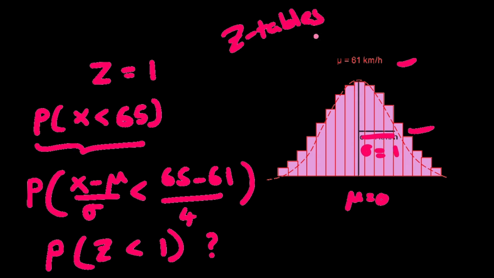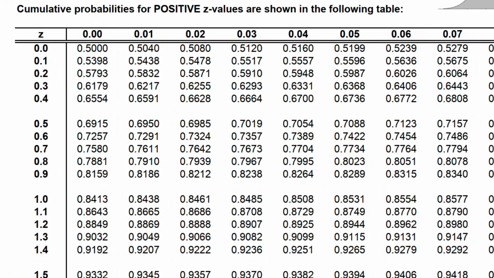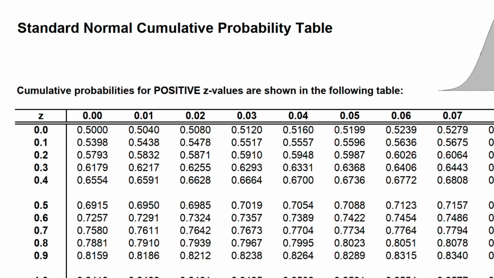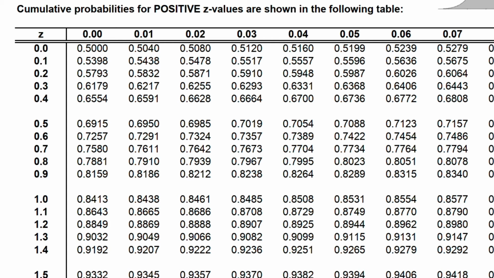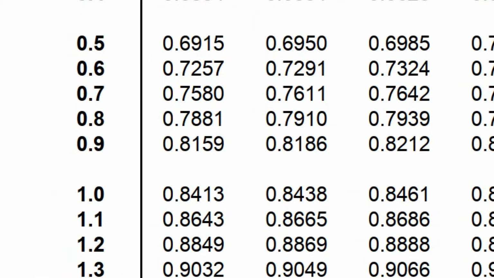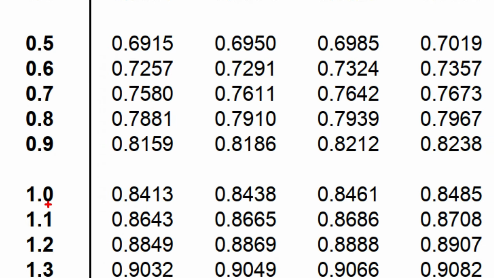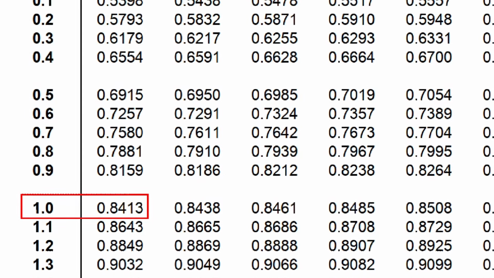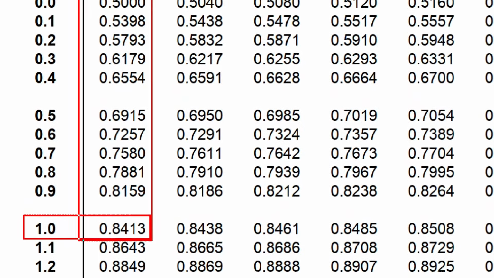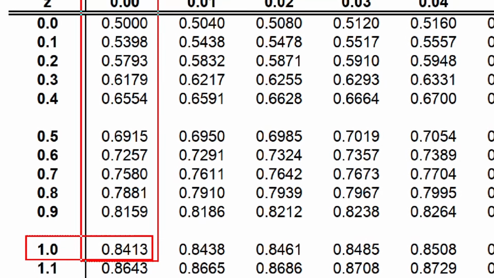To achieve this, we use z-tables. To determine the area under the normal curve between the z-score of 1 and the mean, we go to the 1.0 row and the 0.00 column since our z-score in this case is 1. The row and column values intersect at the value 0.8413. This means that the area under the normal curve below the z-score of 1.0 is 0.8413.